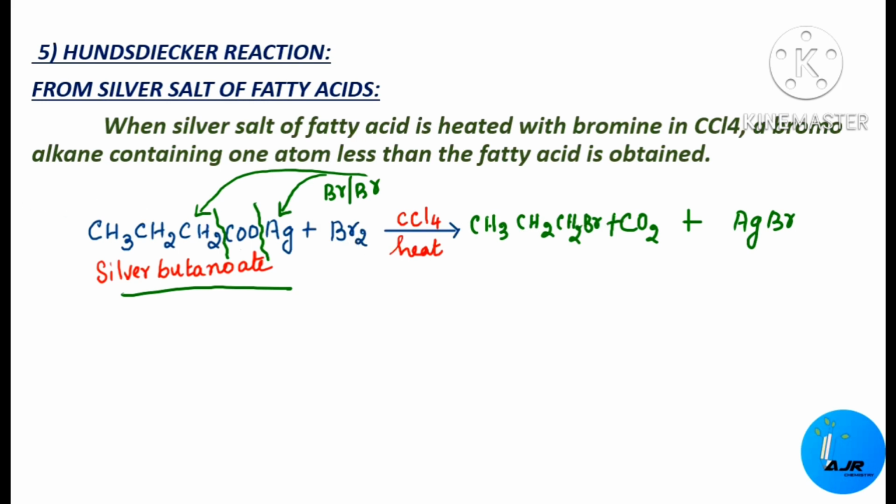Understood, students? See this compound, it is having one carbon atom less than this one. Here 1, 2, 3, 4, whereas here 1, 2, 3. Because the COO carbon escapes as carbon dioxide gas, and the silver bromide gets precipitated. So it's possible to produce haloalkane from the silver salt of fatty acid by Hunziker's reaction.